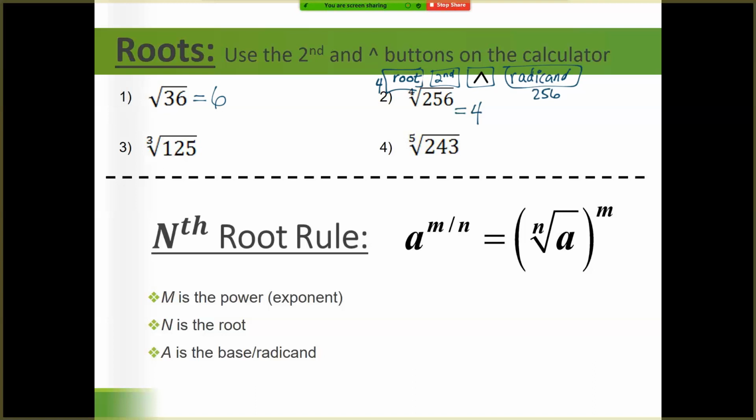For question 3, we want the cube root of 125. So 3, second, caret key, 125, enter. What's it give you? 5. Because 5 times 5 times 5 should give you 125. Try number 4, so the 5th root of 243. So 5, shift, caret key, 243 equals. Should give you 3.